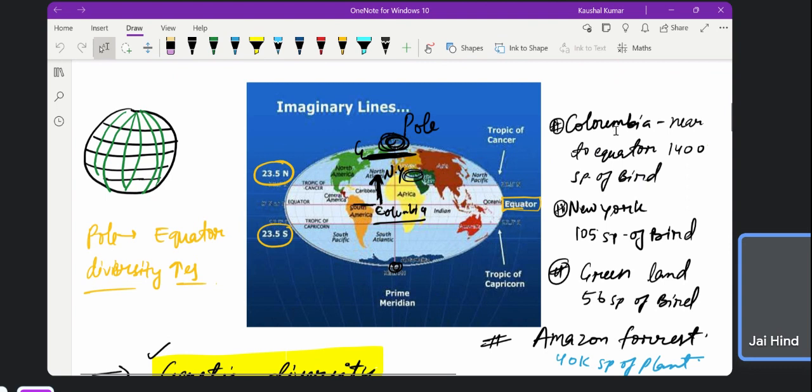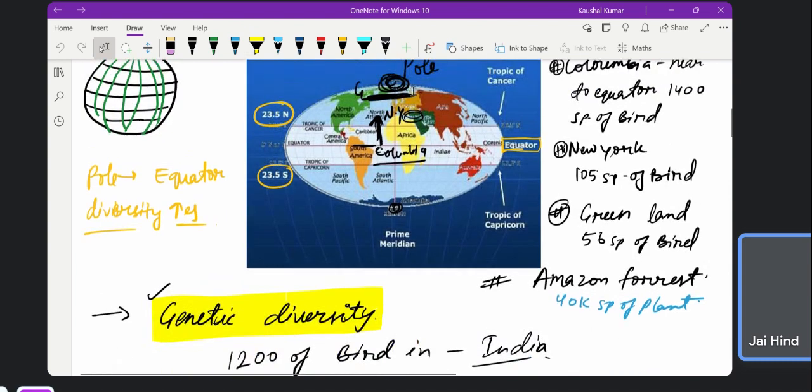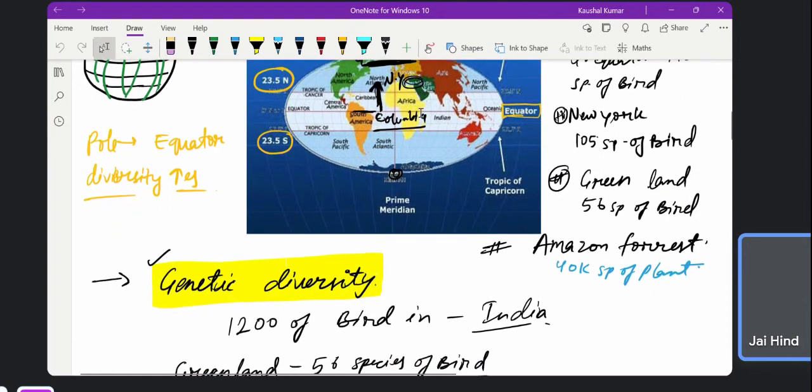Colombia, which is near the equator, has 1400 species of birds, and New York, which is further from the equator, has 105 species, and Greenland, which is near the pole, has only 56 species of birds. So you found that if you go from the equator to the pole, species richness decreases.